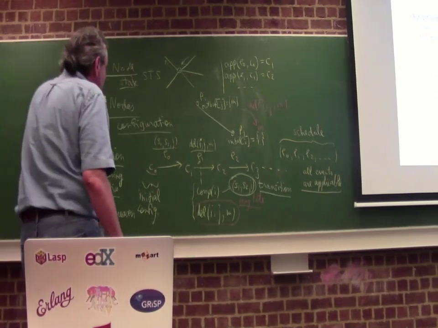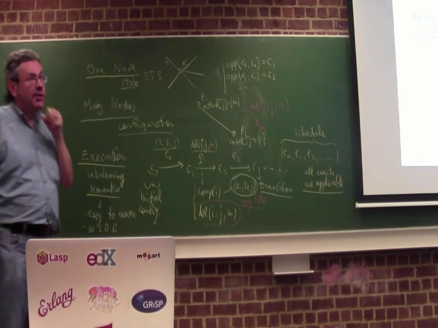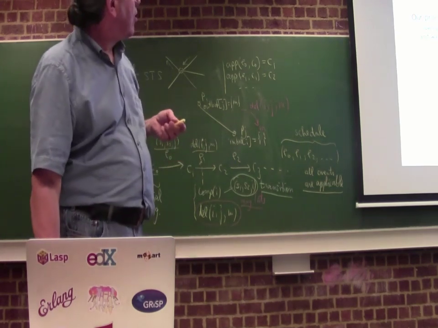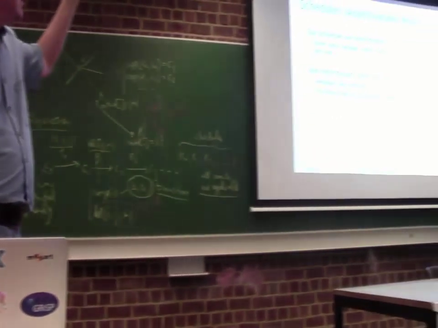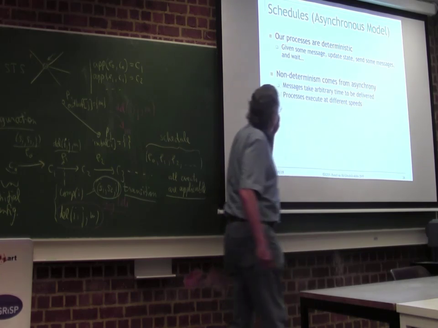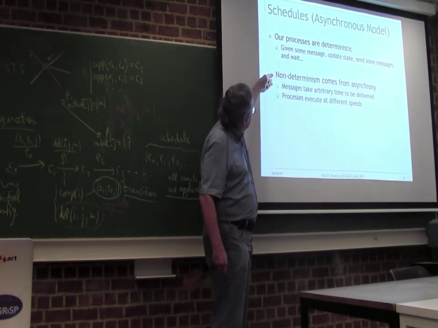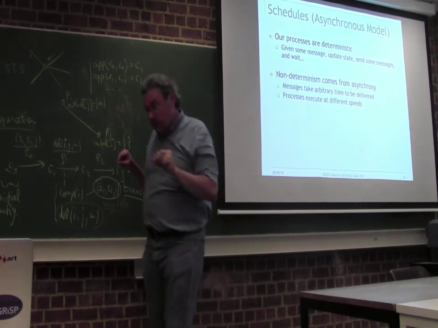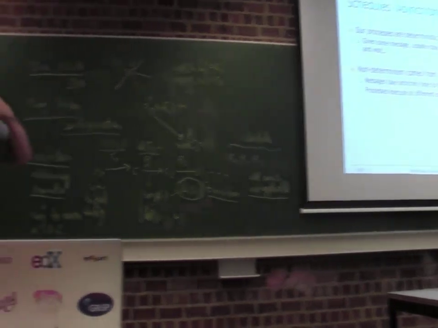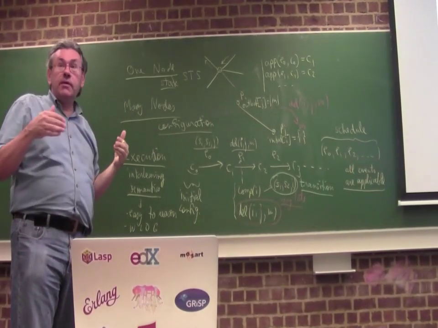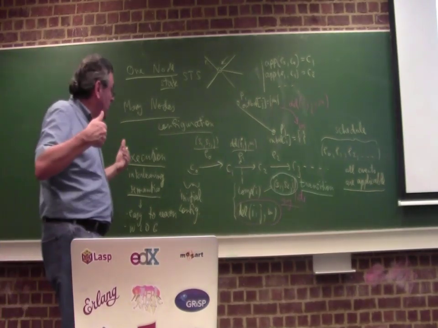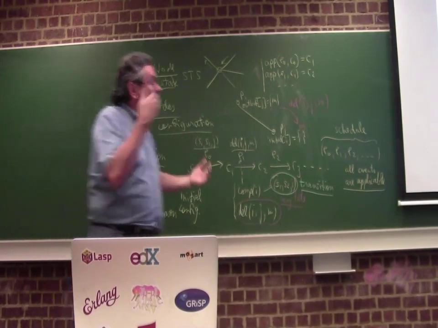Okay. Now I want to talk a little bit about the schedule. So the processes are deterministic. Okay? They have a loop. They read a message. They do a deterministic function that updates a state, and so on. So the non-determinism in the system. What that means is that if I start with a given initial configuration and I execute the system, then the two executions might be different, even with the same initial configuration, because the messages take arbitrary time.